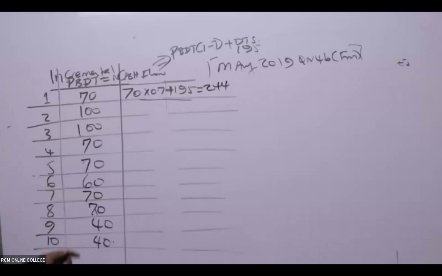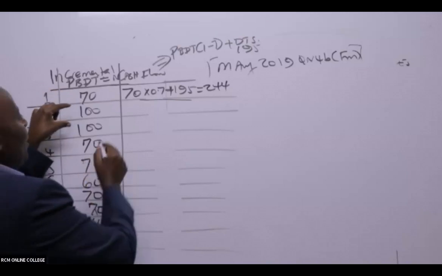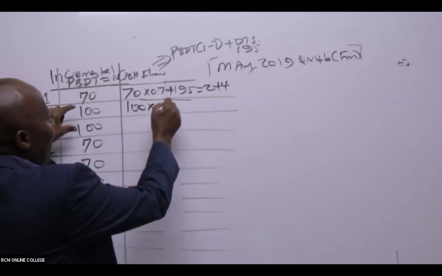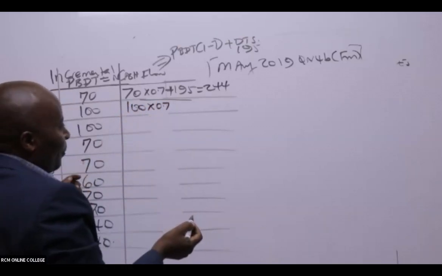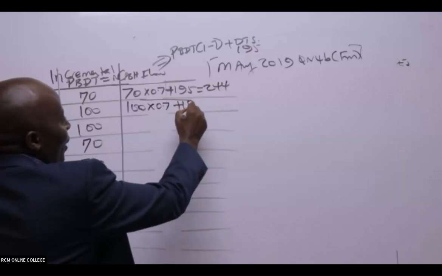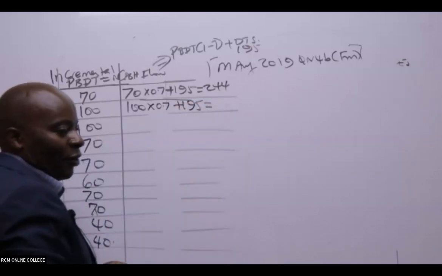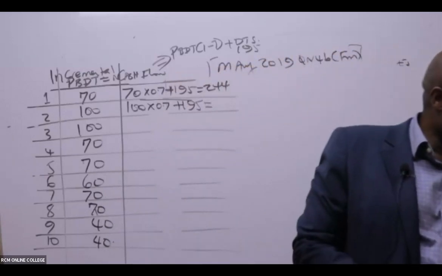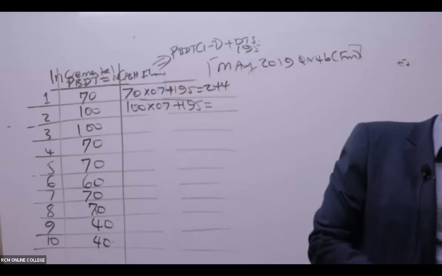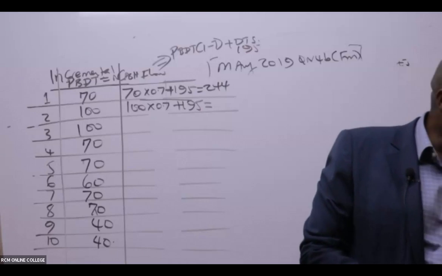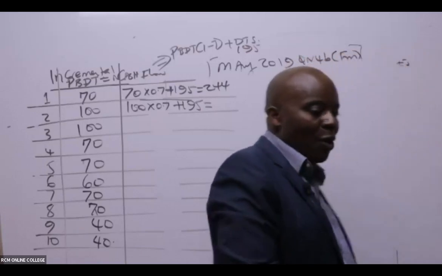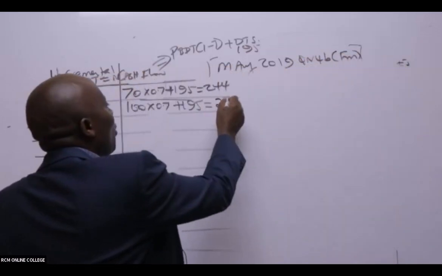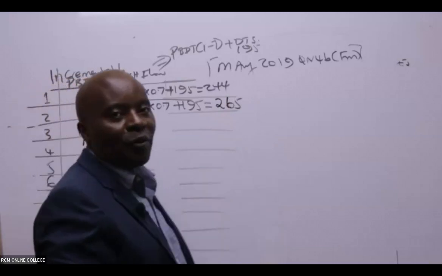Then we go in this case to the second cash flow. Everything else will remain the same. The incremental PBT here is 100. I go minus tax, of course, and then I add the 195, which will be the same throughout. That gives 265.